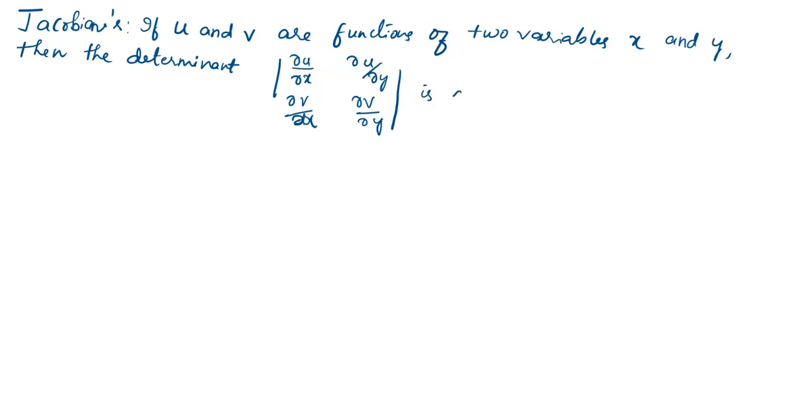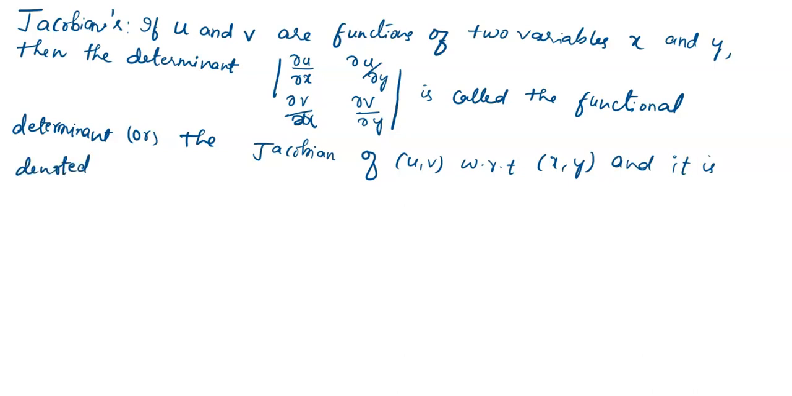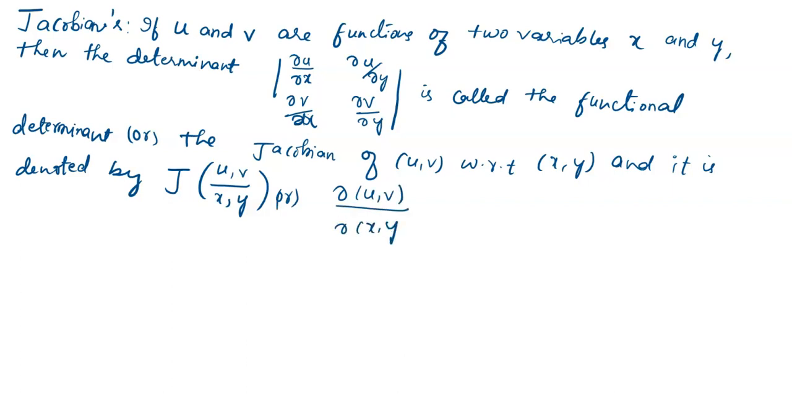is called the functional determinant or the Jacobian of u comma v with respect to x comma y, and it is denoted by J of u comma v by x comma y, or dou of u comma v divided by dou of x comma y.